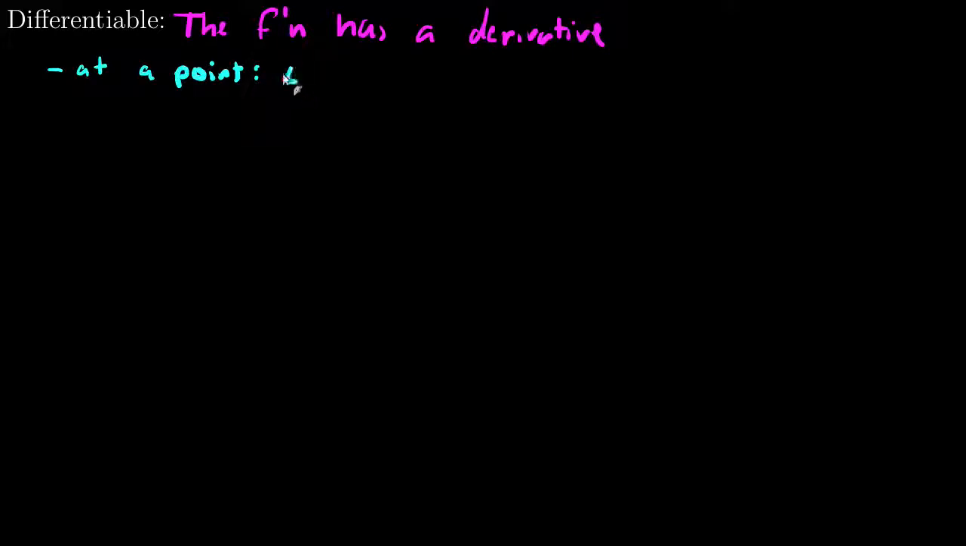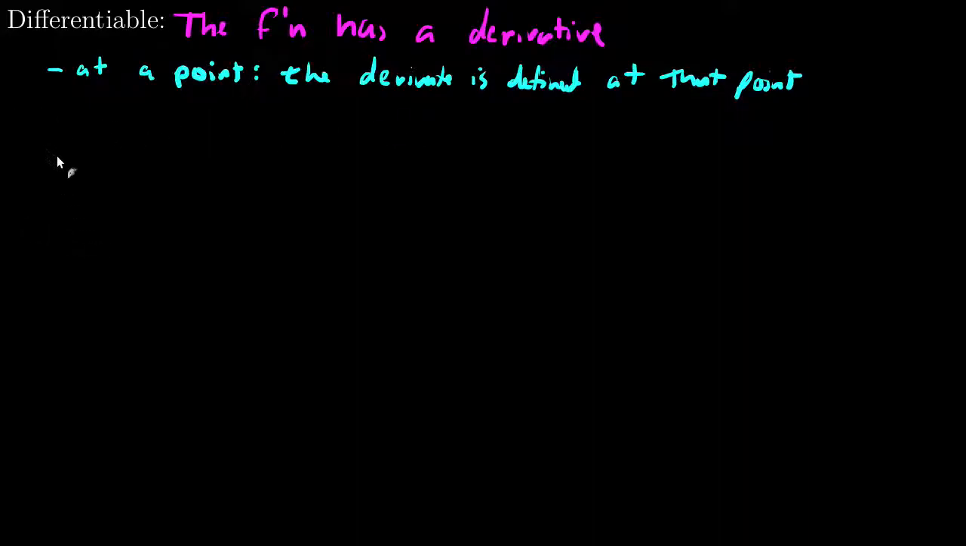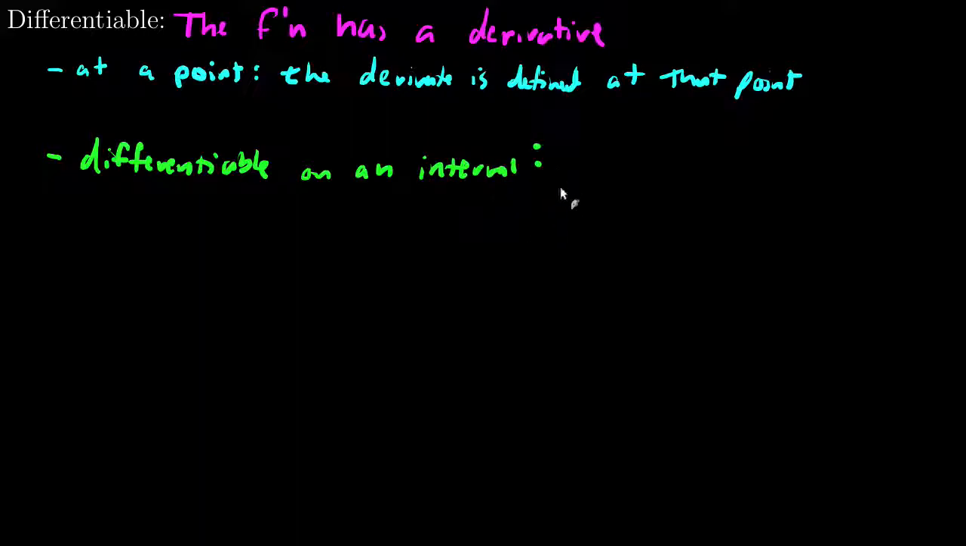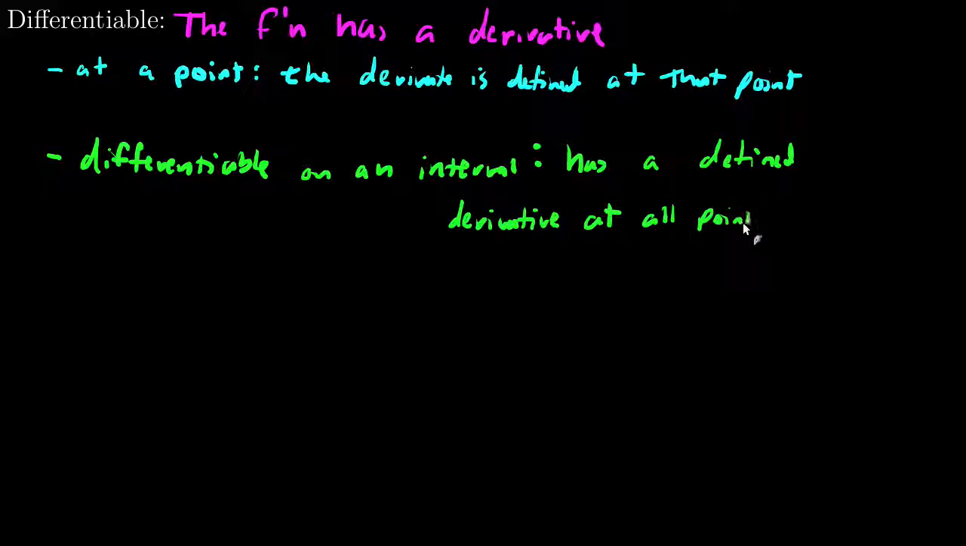And so the derivative is defined at that point. And we could also consider something like differentiable on an interval. Or even going further to say like a differentiable function. And this just means that it'll be differentiable. It has a defined derivative at all points in the interval. Or for differentiable functions, all points in the domain.